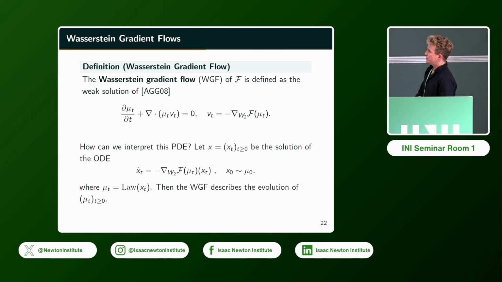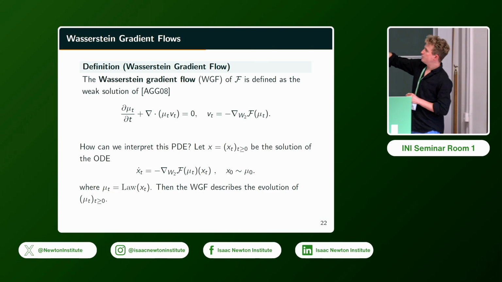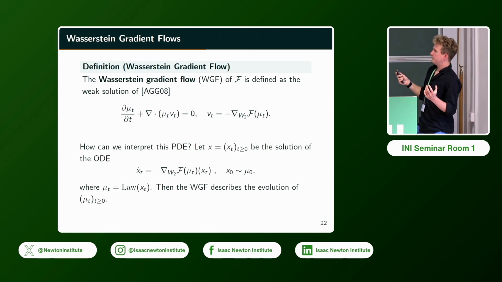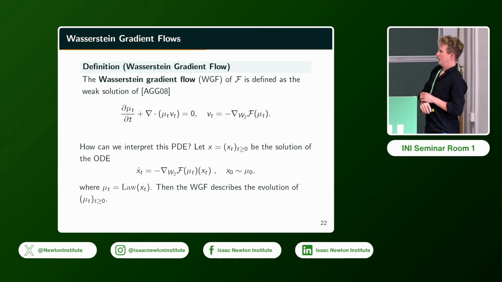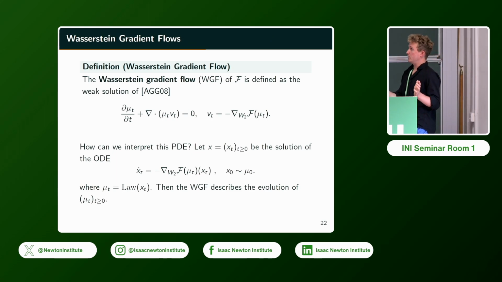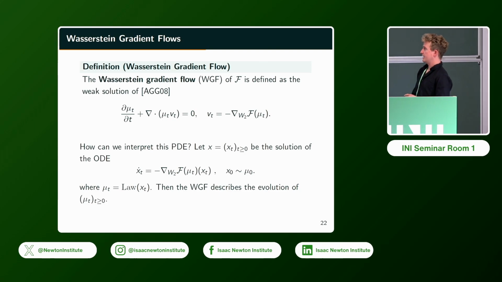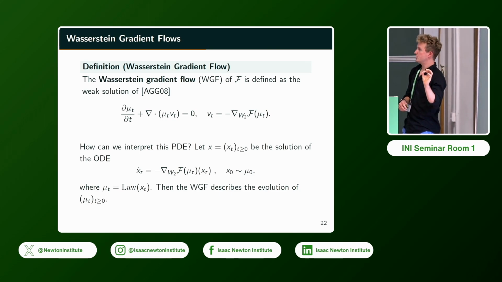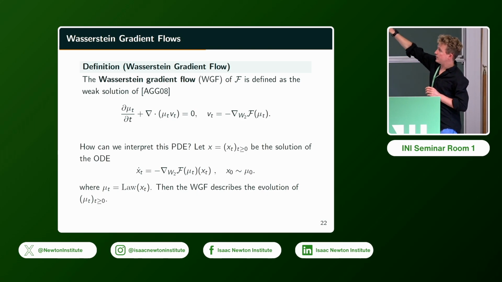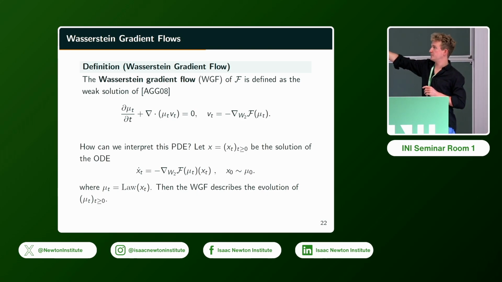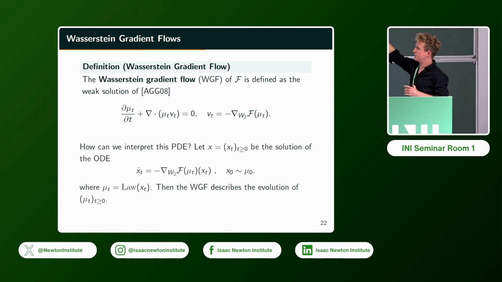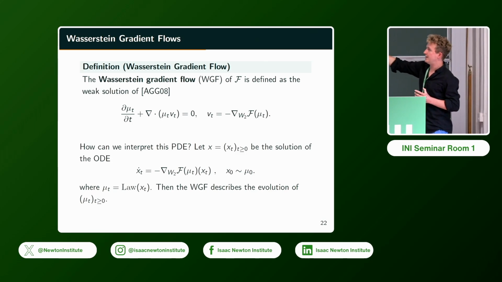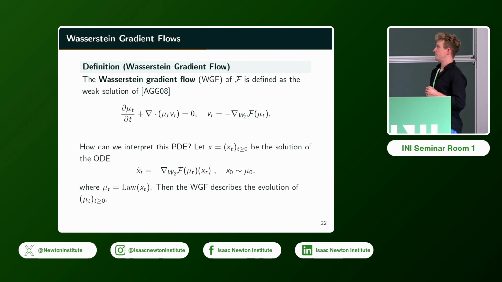Okay, so how are we to interpret this PDE? Well, if we define some particle x, which is the solution of this ODE down here, in particular the time derivative of x is equal to the negative gradient of our functional evaluated at x, and we initialize this ODE at mu naught, then it turns out that the Wasserstein gradient flow precisely describes the evolution of the density of x, which evolves according to this ODE. So that's how to conceptualize what this equation is doing, which is at the level of a density, and at the level of a particle, which is evolving according to the negative of the Wasserstein gradient.